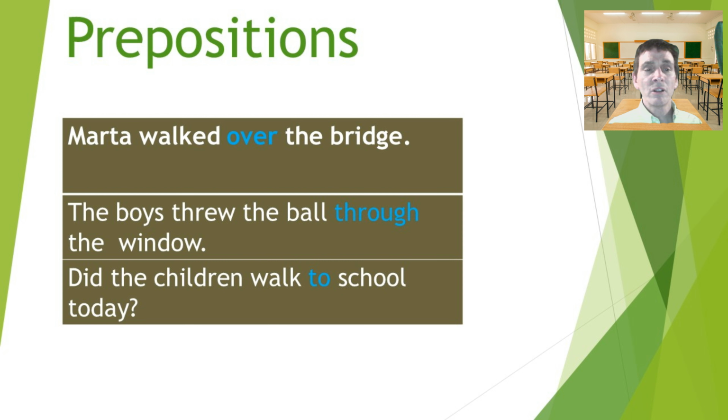So, for example, Martha walked over the bridge. The boys threw the ball through the window. Did the children walk to school today? So, words such as over, through, and to, these are all different types of prepositions. And again, there are many different groups of prepositions, so we will be talking about those again in another video.